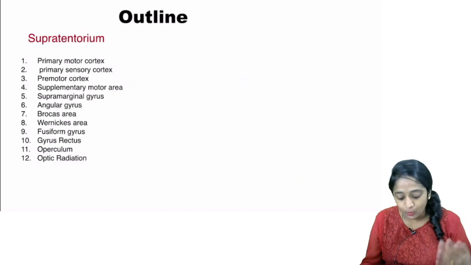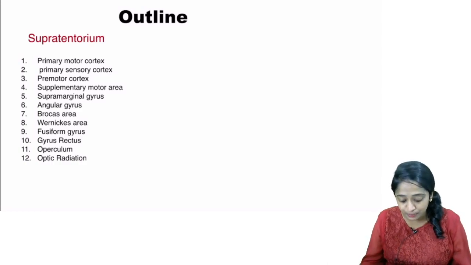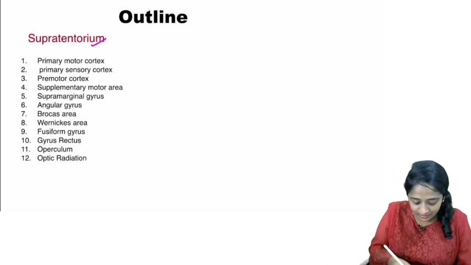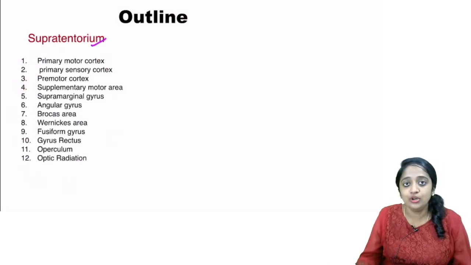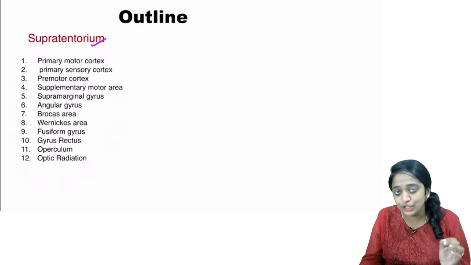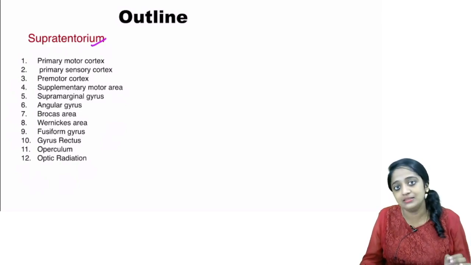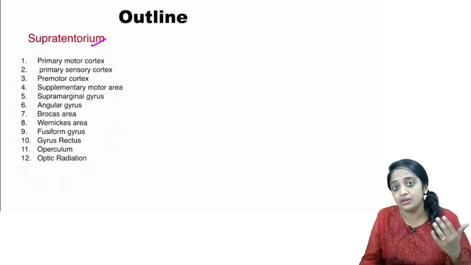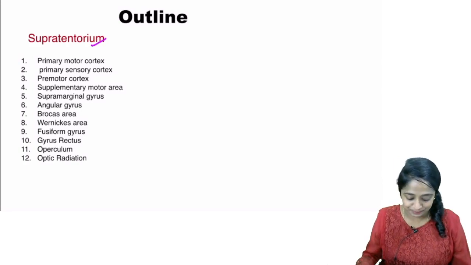Let me outline what I'll be discussing in this lecture. I shall be discussing the important functional areas in the supratentorium. So these are the areas that I'll be discussing. Let's take them one by one. I shall discuss the location of each of these areas, how you can localize them on MRI, and its functional importance. So let's begin.